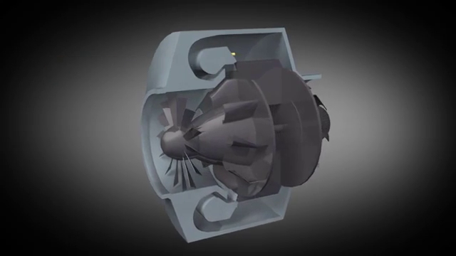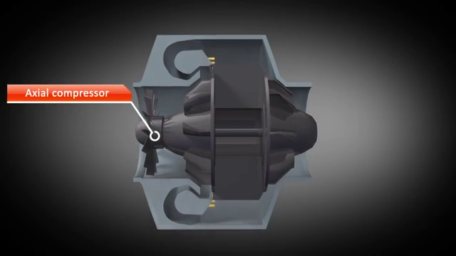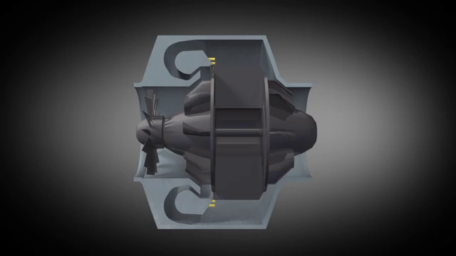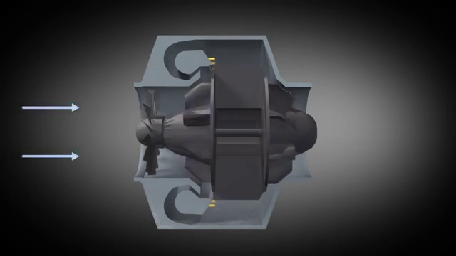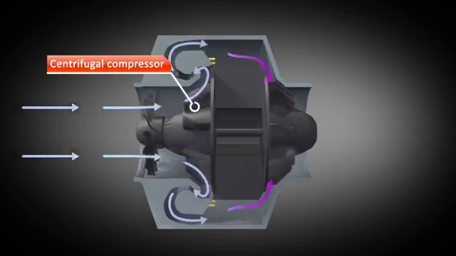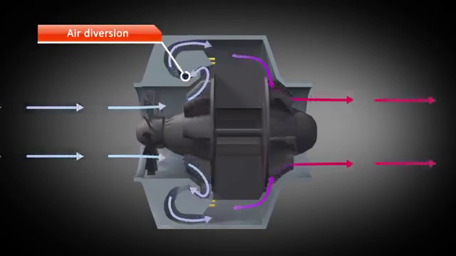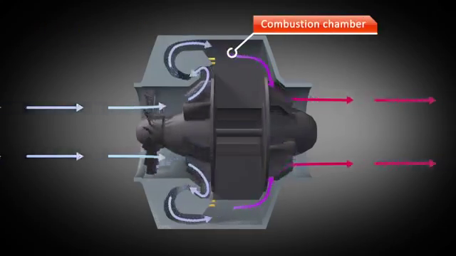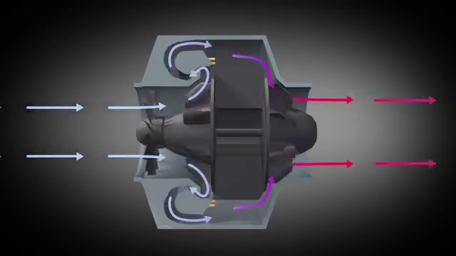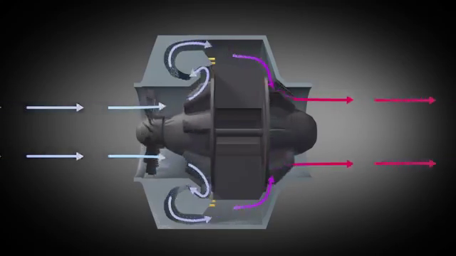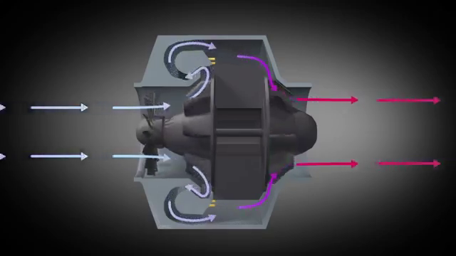First, the engine has an axial compressor, which compresses the air that flows parallel to the axle. A centrifugal compressor is placed behind it. It compresses the air to the outside. An air diversion is placed in line, making sure that the air flows in the right direction into the combustion chamber. The fuel is injected in the combustion chamber and burned. At first, this is achieved with igniter plugs, but once running, the engine only requires an input of fuel to maintain a self-sustaining combustion cycle.